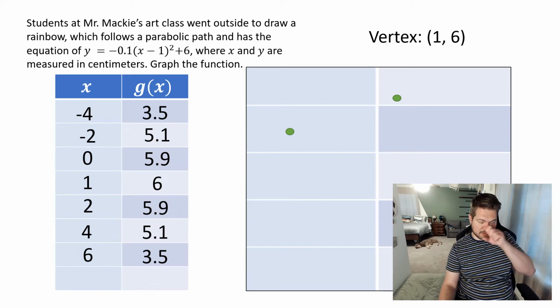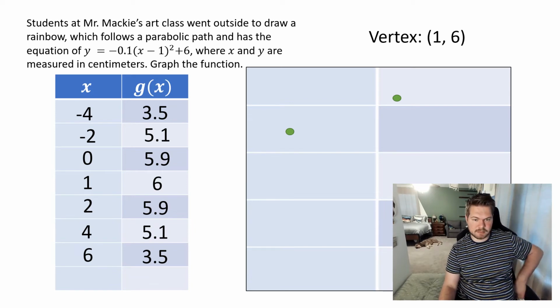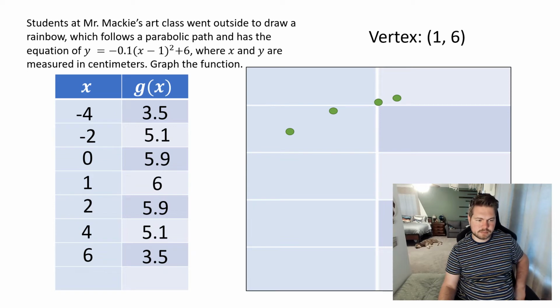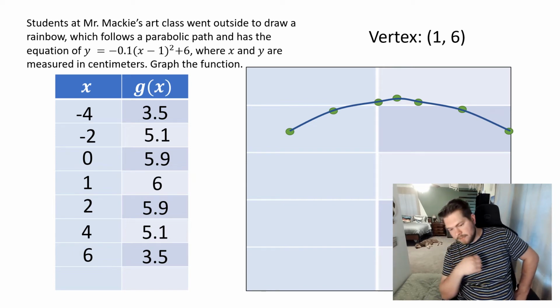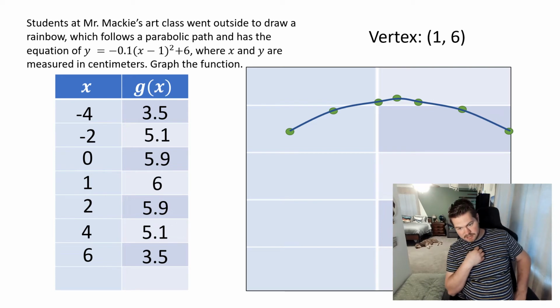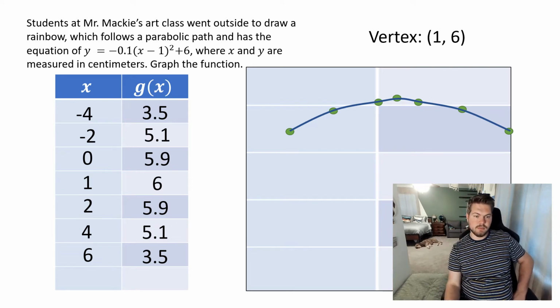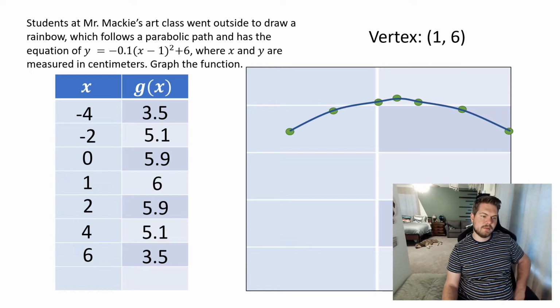I went a little out of order, it looks like. But I start with my vertex, and then I went to my -4, and then 3.5, -2, 5.1, 0, 5.9, 2, 5.9, 4, 5.1, and 6, 3.5. So it's a very flat curve for this rainbow, but you can hopefully see that outline right here. Hopefully you followed this rainbow. I should have put rainbow colors, but oh well.